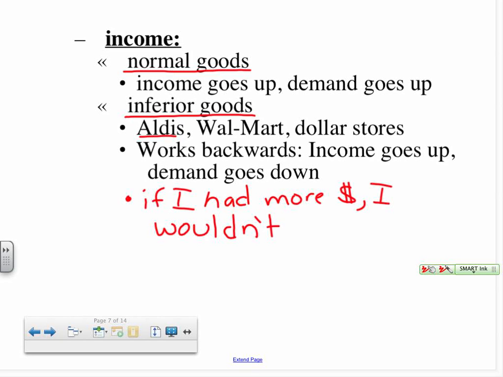I know that's not true for everyone. You will find millionaires in dollar stores. But in general, for most people, it is true. So for inferior goods, as income goes up, demand goes down.